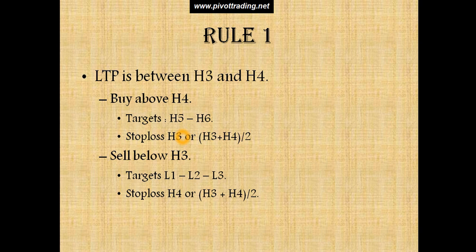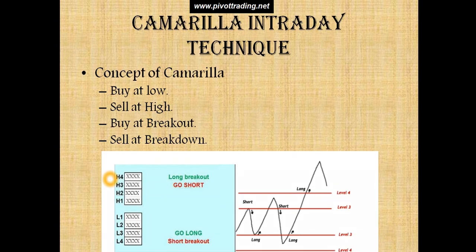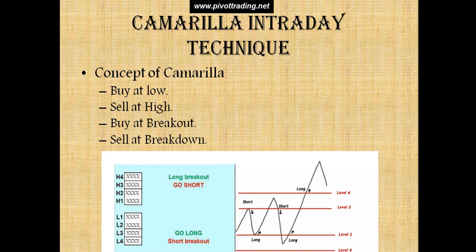Similarly, H4 we take as a breakout, but at the same time we take H3 as the breakdown, or we take H3 as the sell level. Let me take you to the first slide again. What I'm trying to say is when the price is between H3 and H4, we do a breakout at H4 and we go short at H3. It is as simple as that. Now targets are different. Targets for the breakout are H5 and H6. Targets for the sell are L1, L2, and L3. So let's come to this first slide. When you sell at H3, L1, L2, and L3 become the targets for the short.